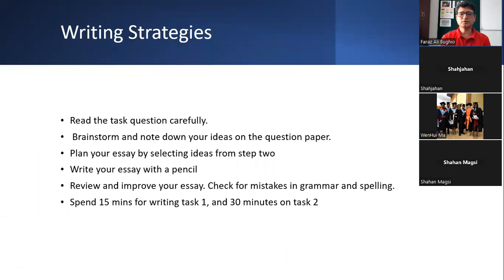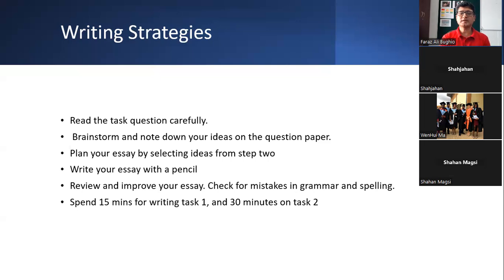And what you should do, you should adopt certain strategies. Number one, you should read the task question carefully, right? Very carefully look at the task, brainstorm and note down your ideas on the paper. So as soon as question paper comes in front of you, start writing, brainstorming ideas and how you will write. What will be your main idea? How you will support that? What is additional comments? So make the list of that, brainstorm.